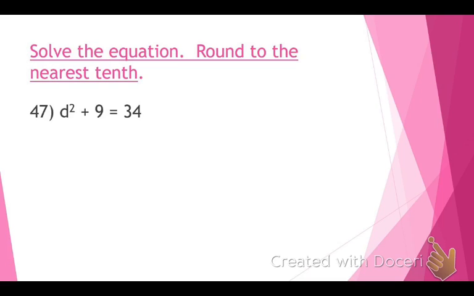The 9 and the square. Which one should I get rid of first? The 9. Okay, so how do I get rid of it? Minus 9 on both sides. This cancels out. I'm left with d squared on the left side equals what?